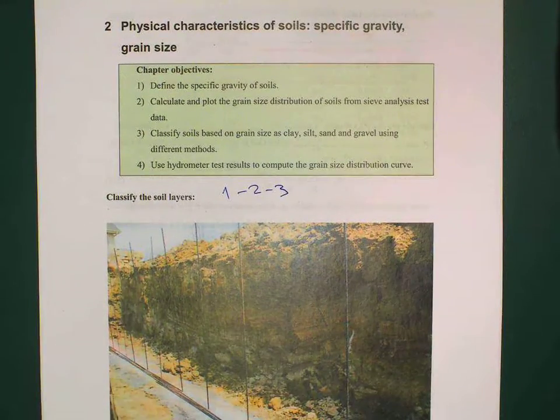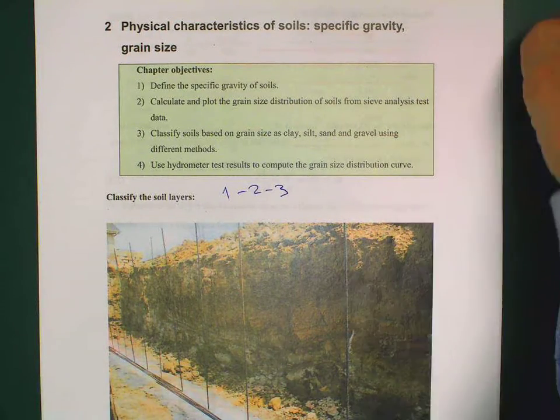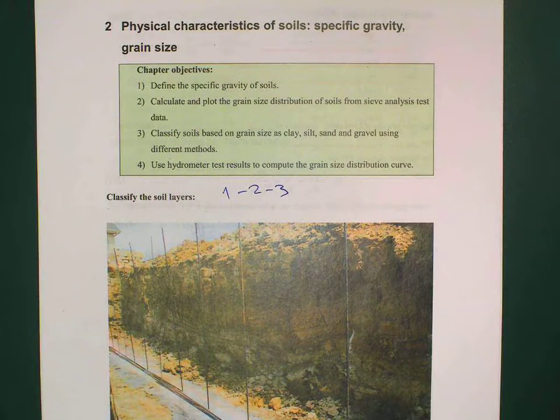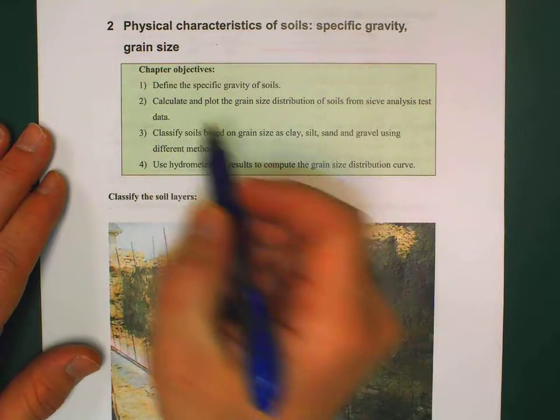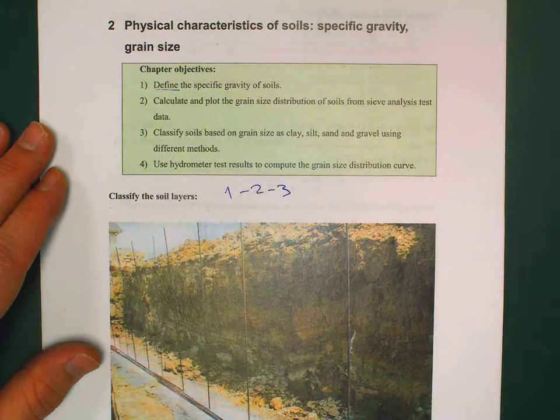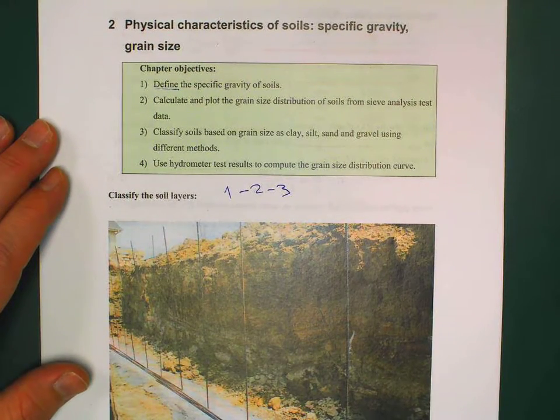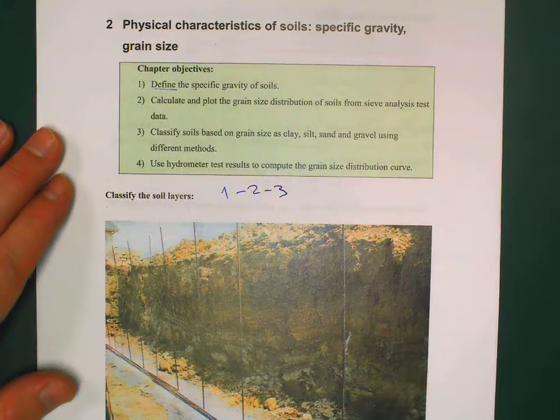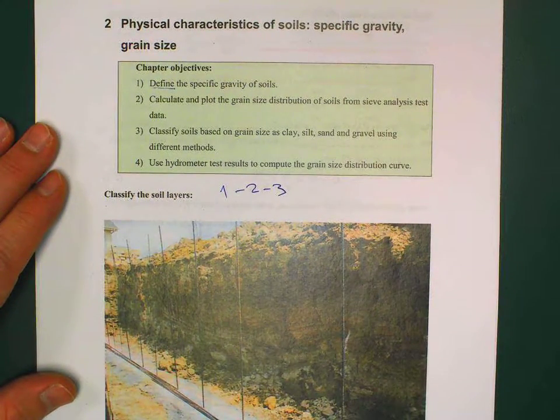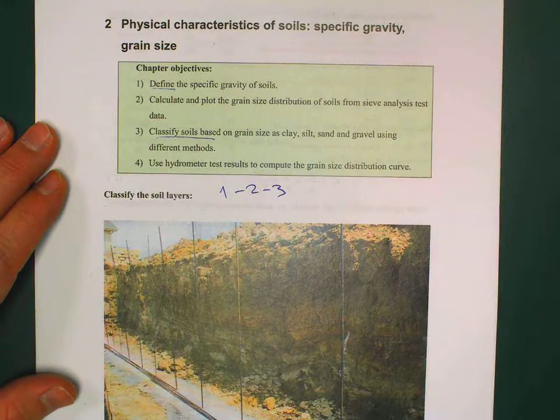So we're gonna start with talking about the physical characteristics of soils. Now there are certain chapter objectives. You can see at the top of each chapter I have clear objectives for this particular chapter. So at the end of this chapter you should be able to define the specific gravity of the soils, what it means. You should be able to calculate and plot grain size distribution of soils. You should be able to classify soils based on the size and know what hydrometer means.